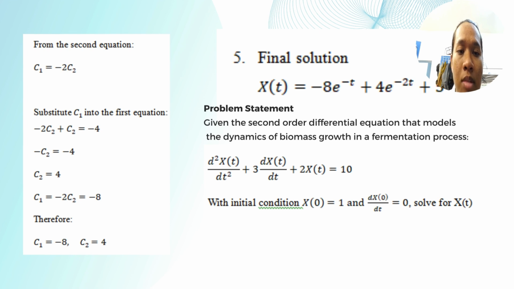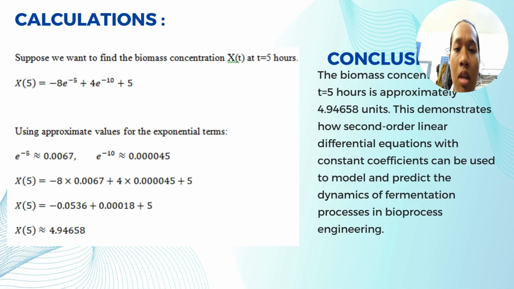5. So the problem statement here is: given the second order differential equation that models the timing of biomass growth in a fermentation process, d squared x(t) over dt squared plus 30 dx(t) over dt plus 2x(t) equal to 0, with initial conditions x(0) equal to 1 and dx(0)/dt equal to 0. Solve for x(t).